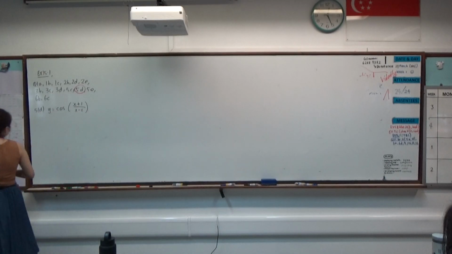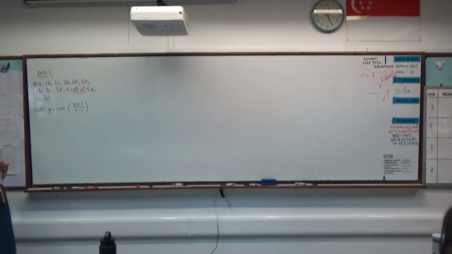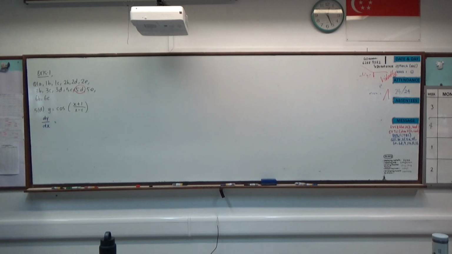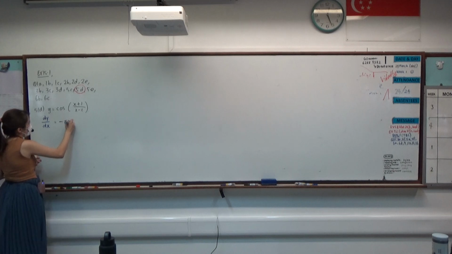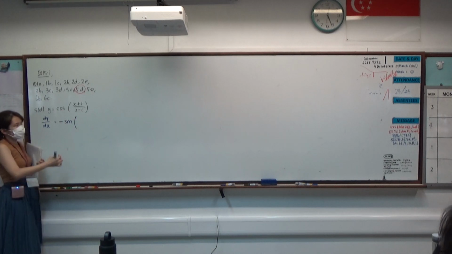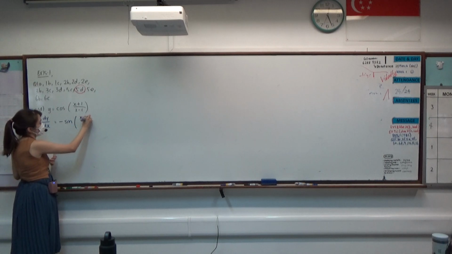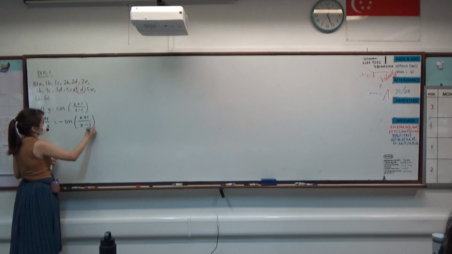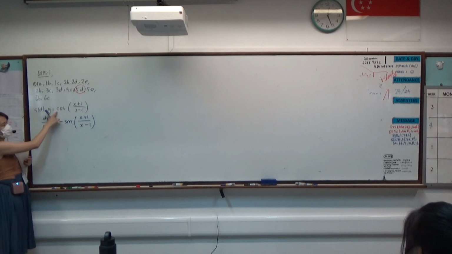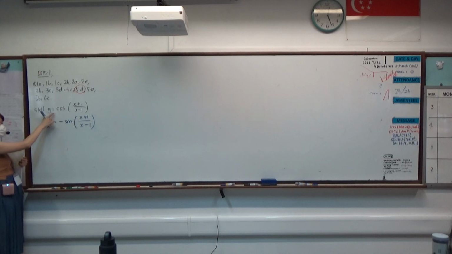Okay, so we have y equals cosine of (x plus 1) over (x minus 1). If I want to differentiate this, cosine becomes negative sine when we differentiate it. Then the angle that accompanies this function will remain the same, (x plus 1) over (x minus 1). That's the very first thing we have to cover when we differentiate: we tackle the Trigo function first.